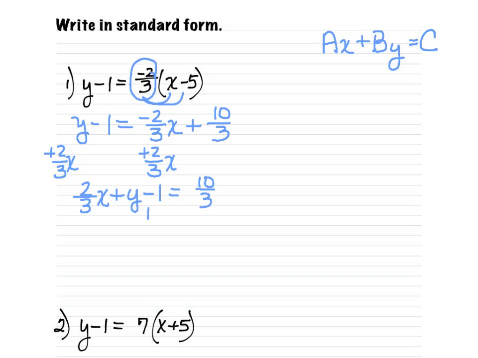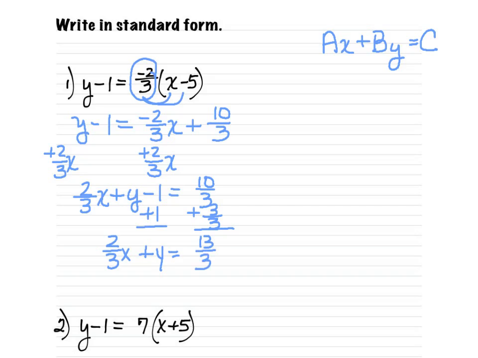All right, I need to add 1 to both sides, but I'm going to add 1 in the form of 3/3 because I need a common denominator on the right to add. So here we go. 2/3 x plus y equals 13/3. I'm close, but I'm not there yet.